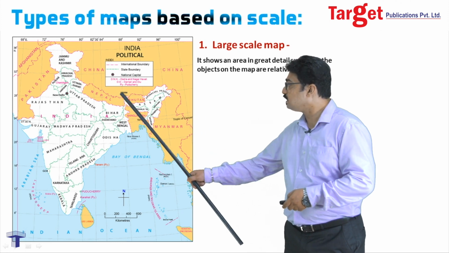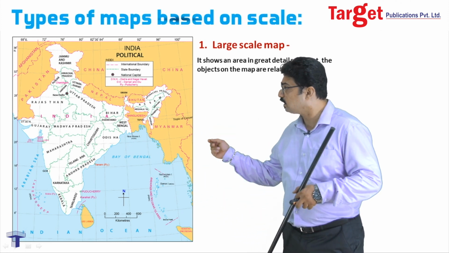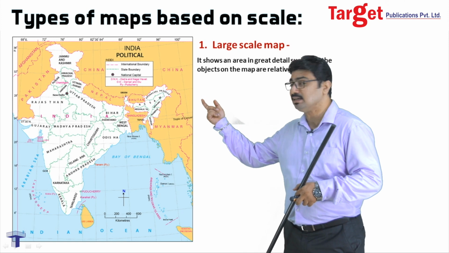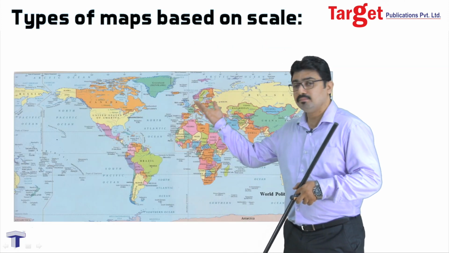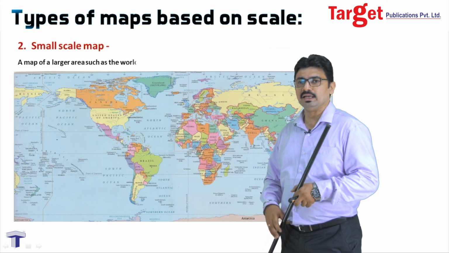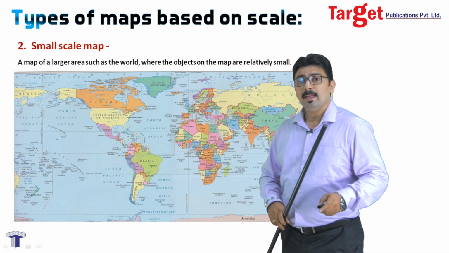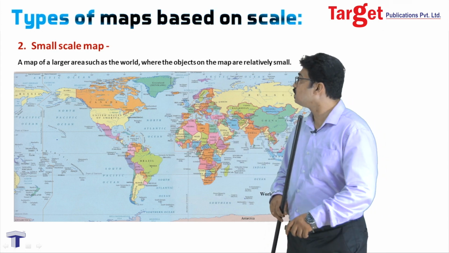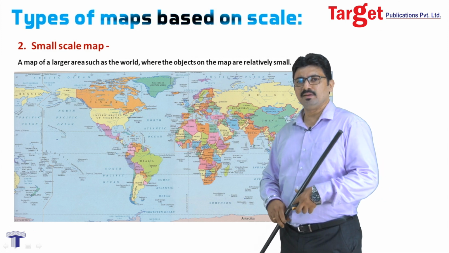So an area shown in a greater size in a large scale map. We can see all the details. Here we can see the state boundaries, international boundary of the country, the capital city, the seas, the neighboring countries, everything can be seen clearly in a large scale map. Next that we see is a small scale map. What is a small scale map?